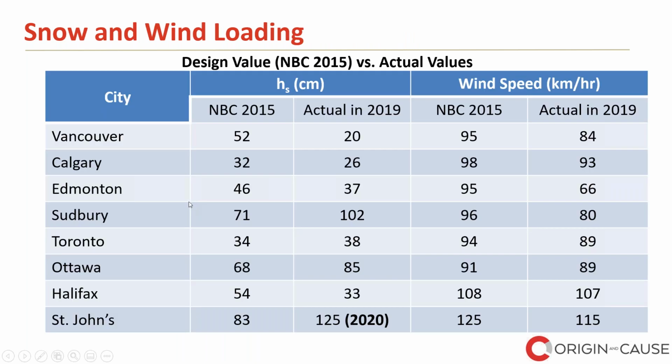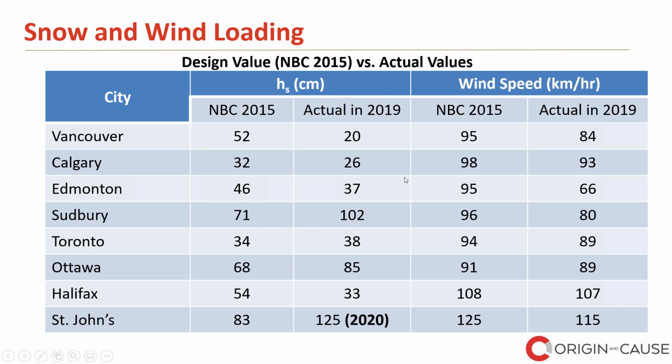For example, in Sudbury, the design ground snow depth based on NBC 2015, the National Building Code of Canada 2015, is 71 centimeters. To design the roof, we multiply this by 1.5, so we add 50% to this number. So if you get, for example, 75 centimeters of snow on the ground, the roof should still carry that load. It should not break. It might deflect more, but it should not break.